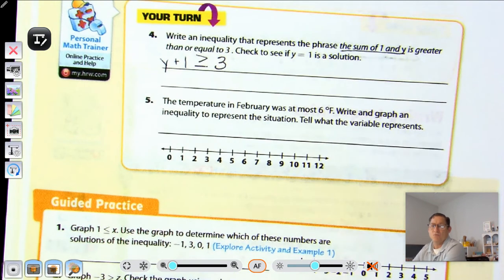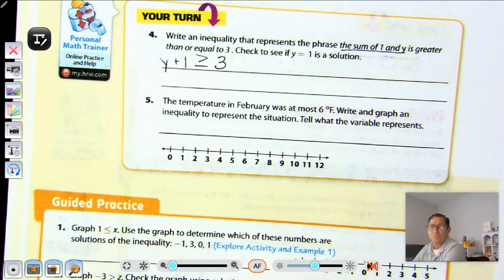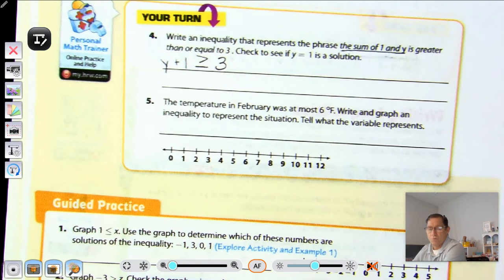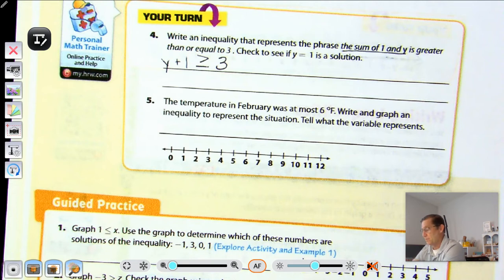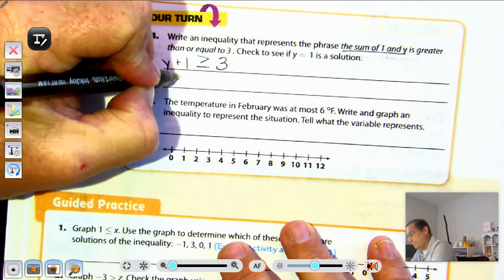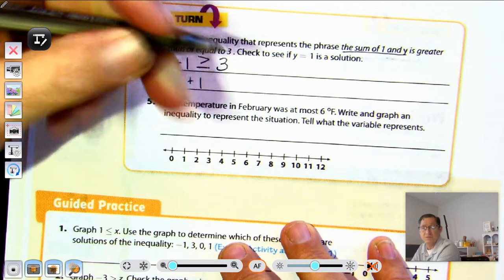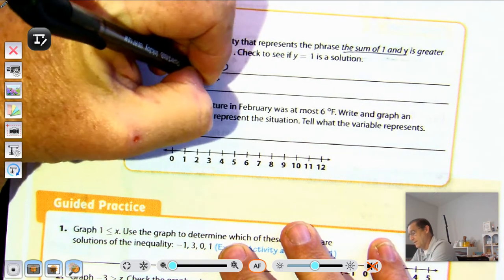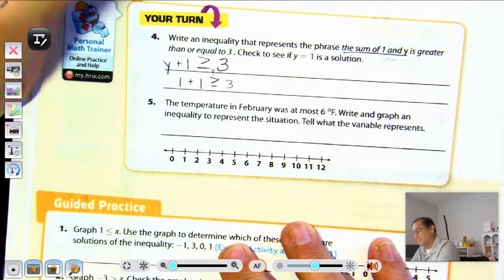Okay, so that's the inequality, right? And now we have to check to see if y equals 1 is a solution. Well, let's put 1 in for y. Let's substitute 1 for y. And let's check to see if this is correct.